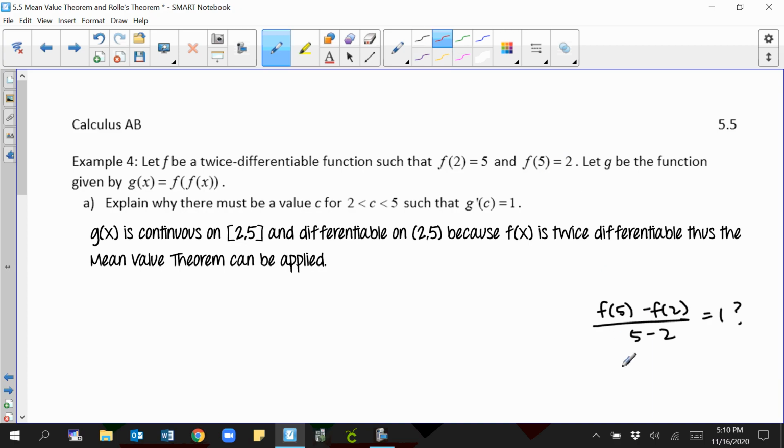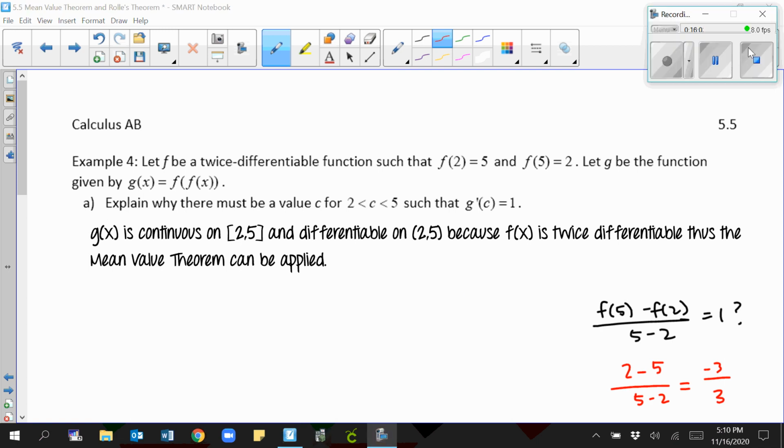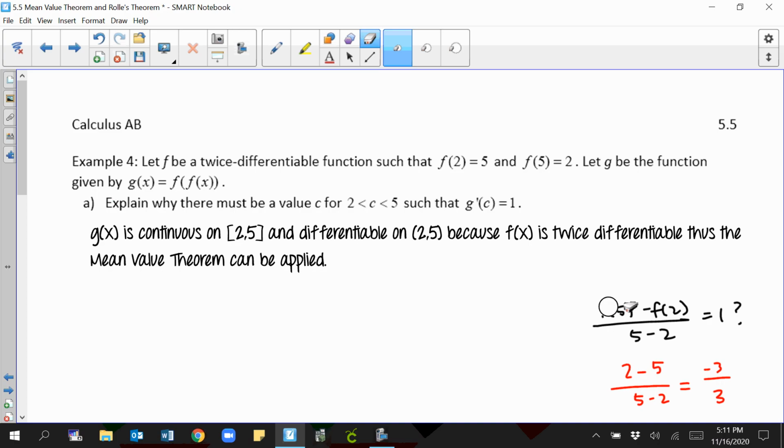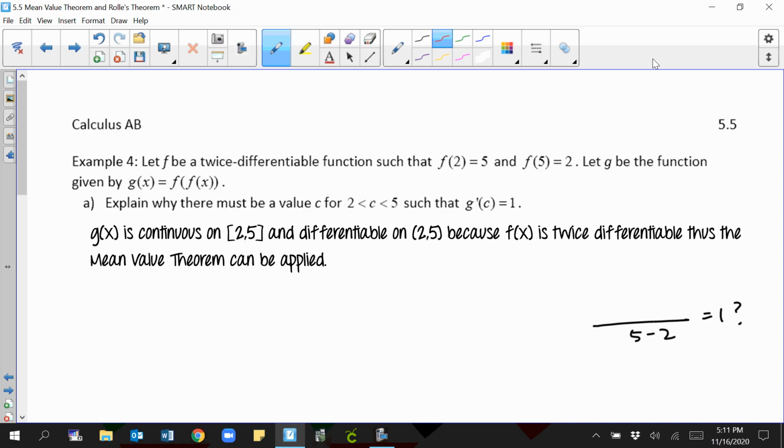So f of 5 is 2 minus f of 2 is 5 over 5 minus 2. So 2 minus 5 is a negative 3. 5 minus 2 is 3. So if we're looking here, I have a negative 3 over 3. Oh, but we're not actually looking at f of x. We're looking at g of x. Wow, I'm sorry, guys. We're looking at g of x.